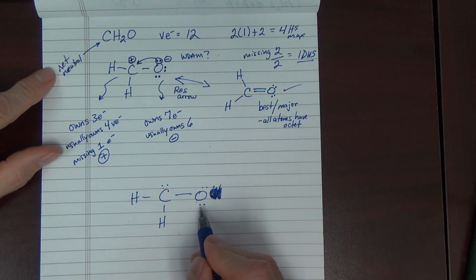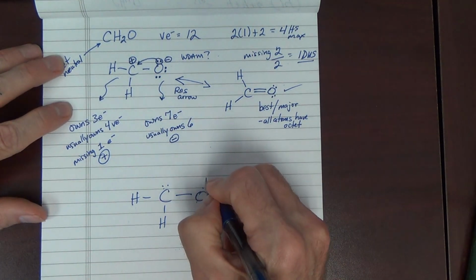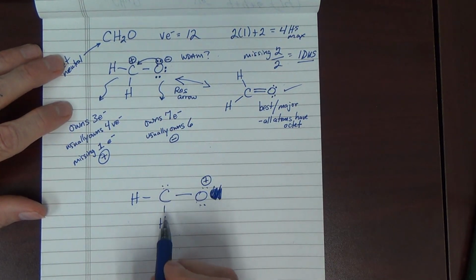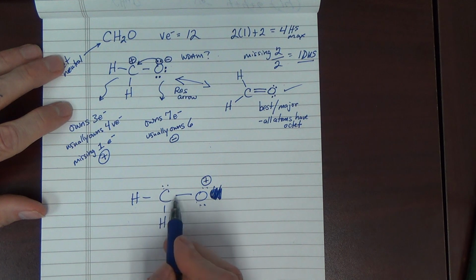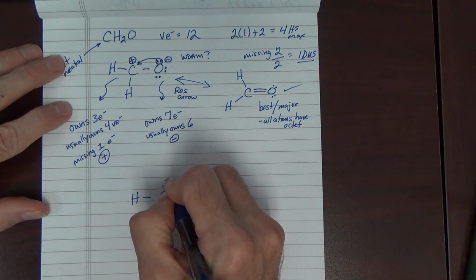The oxygen owns 1, 2, 3, 4, 5. It's supposed to own 6. It's missing 1. The oxygen is positive. The carbon owns 1, 2, 3, 4, 5. It's only supposed to own 4. It's got an extra one. It is minus.